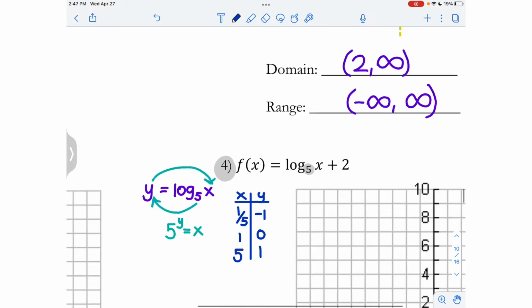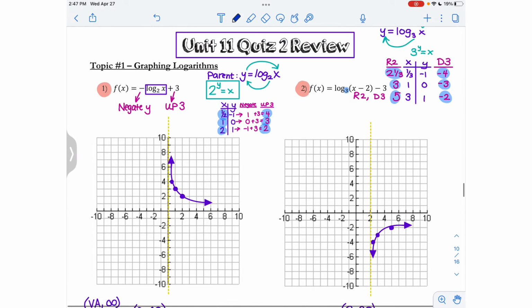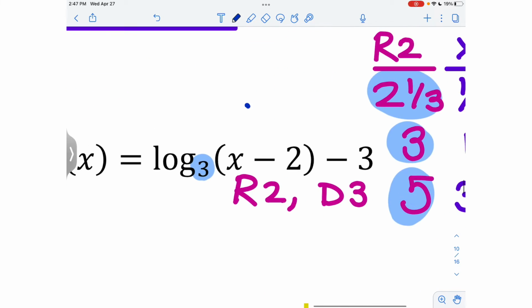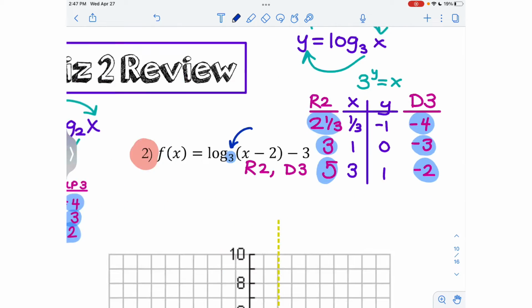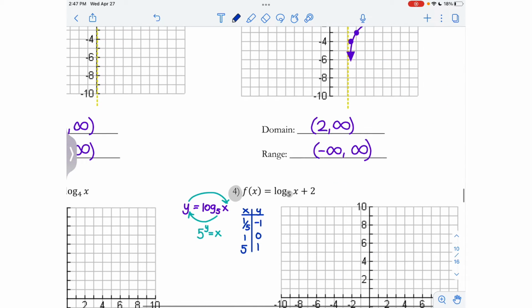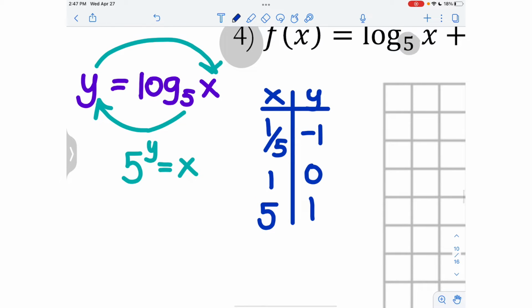We did a problem in class where the base number was 3, so look at my x values to start before I moved it. They were 1 over 3, 1, and 3. So whatever that base number is, that could be an easy way to figure out your x values.